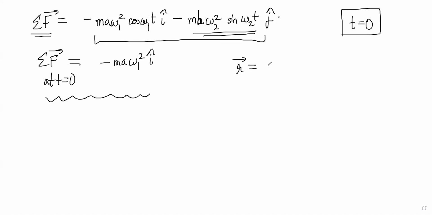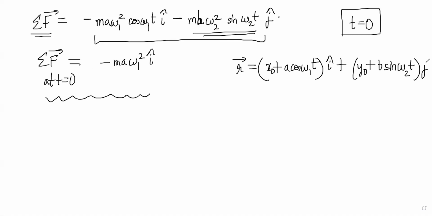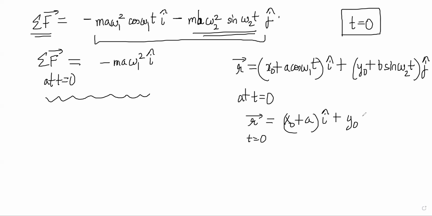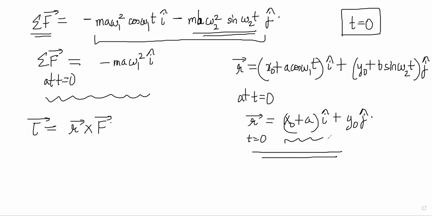R vector, if you recall, was x naught plus a cos omega 1 t I cap plus y naught plus b sine omega 2 t j cap. But at t is equal to 0, what is the r vector? At t is equal to 0, that would be x naught plus a I cap and plus y naught j cap, right? This is my r vector. So torque at this moment would be basically the r vector cross f vector, right?